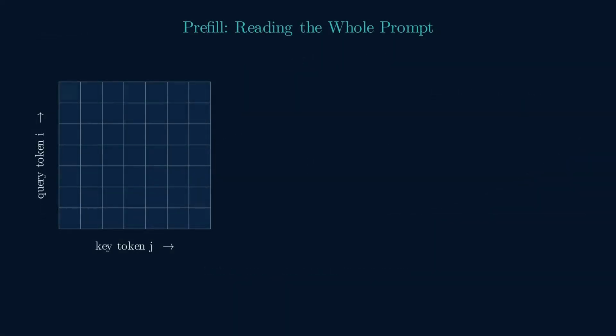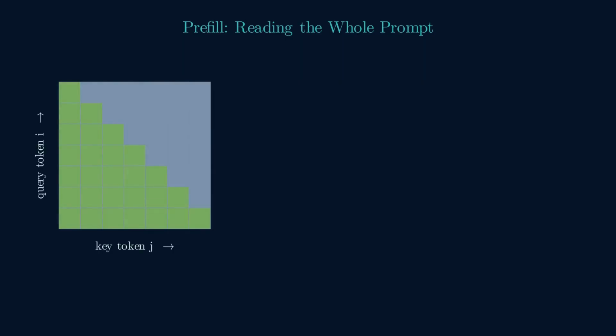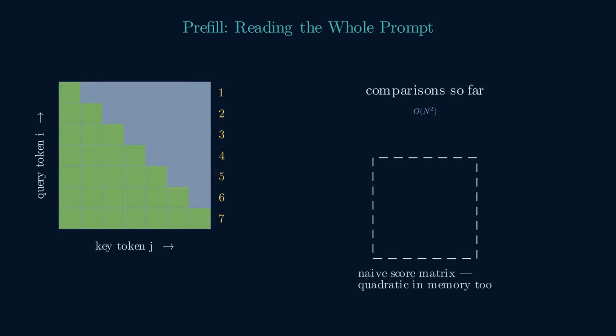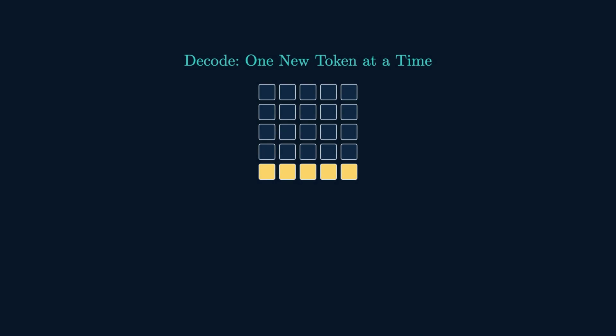So where does that famous quadratic reputation come from? Prefill. The model reads all n prompt tokens at once. It's causal. Token 1 looks at one position, token n looks at n, but sum that up and the work still scales as n squared. And a naive implementation builds a full sequence-by-sequence score matrix. Quadratic in memory too. Second moment, decode.